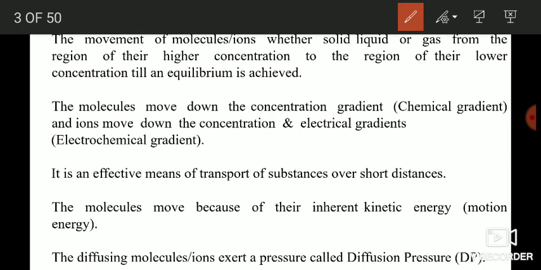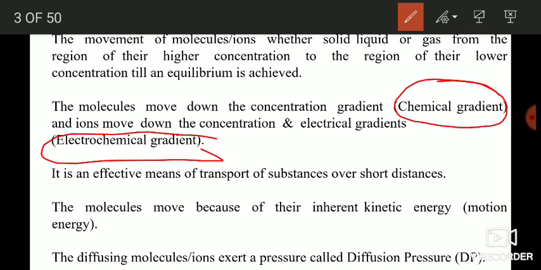In diffusion, the molecules move down the concentration gradient, that I have already told you. That means they move down their chemical gradient, and the ions move down the concentration and electrical gradients. That means if you are talking of molecules, the molecules move down the concentration gradient only, and if you are talking of ions, they move down both the concentration gradient as well as the electrical gradient.